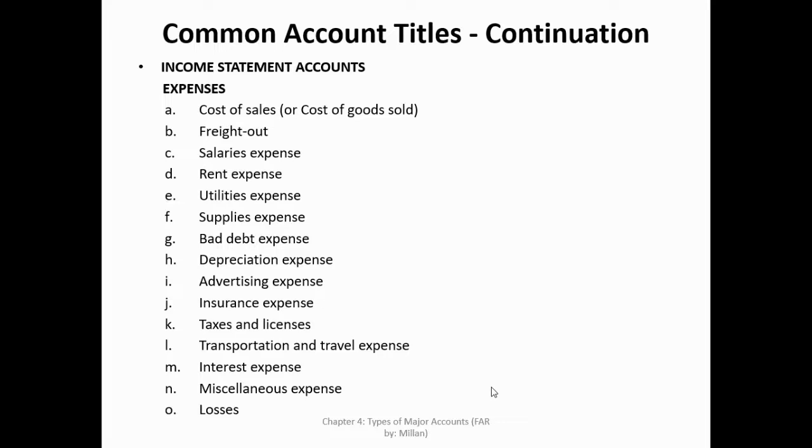So always remember that the term earned relates to income, while the term incurred relates to expenses. And in addition, the unused portion of a cost is an asset, while the used portion is an expense. For example, the cost of unused office supplies is an asset which should be recorded as prepaid supplies, while the cost of the office supplies used during the period is expense, which should be recorded as supplies expense.